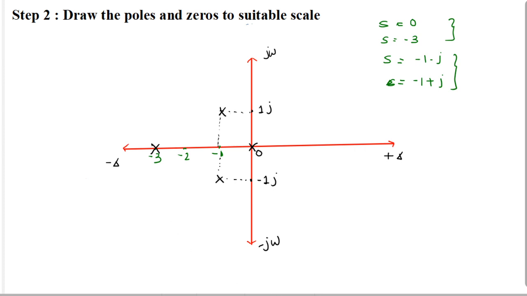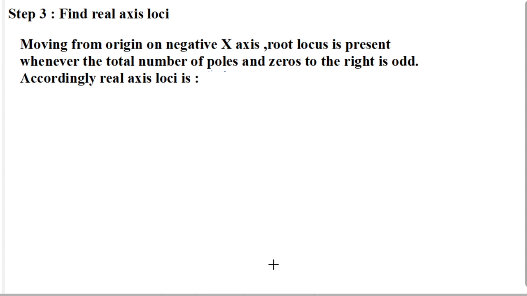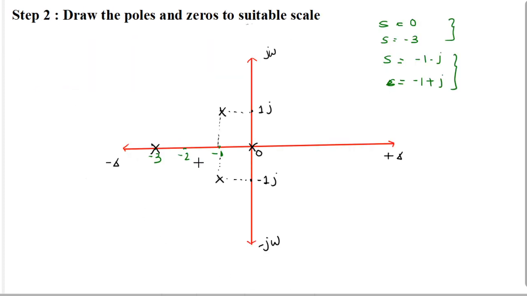Now step number 3: find the real axis loci. We know that moving from the origin on the negative x-axis, root locus is present whenever the total number of poles and zeros to the right is odd. Here you can see that in our case there are no zeros. What will happen if we move towards the negative x-axis? There are 2 poles, 0 and minus 3. That means if we are here, then on the right side there is only one pole.